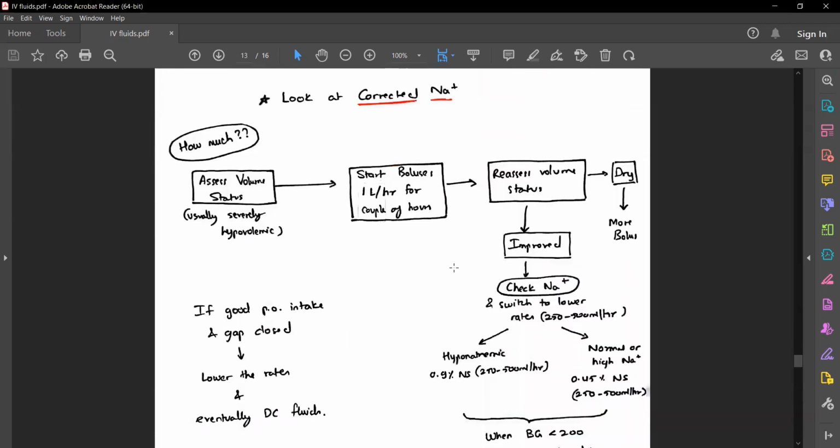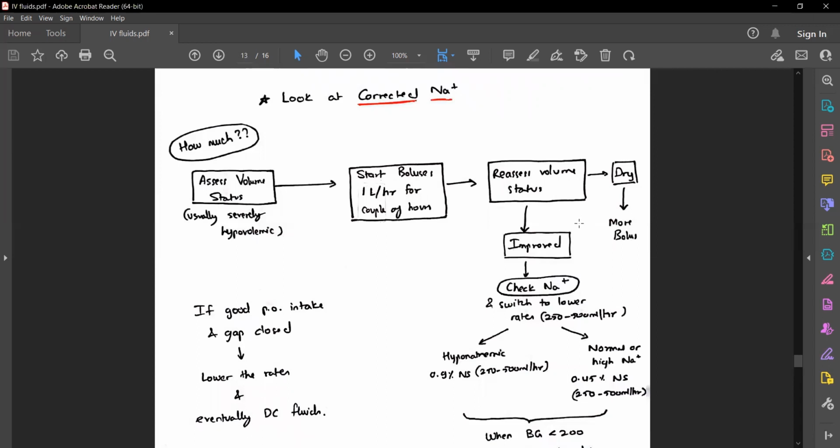Now, how much fluid would you want to give a patient with DKA? Now, you would do initial resuscitation. As I said, you could start with 20-30 ml per kg, assess the patient's volume status. You could start bolusing them 1 liter per hour, and then you could give 30 ml per kg of resuscitation fluid as bolus for a couple of hours, and then you can reassess their volume status.